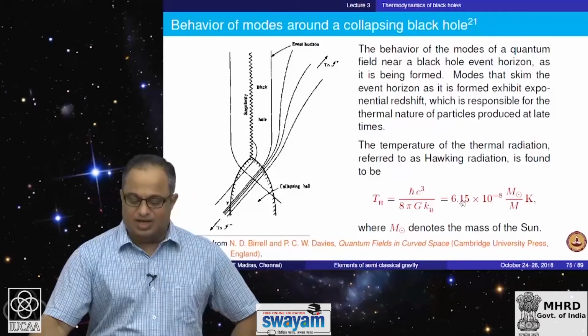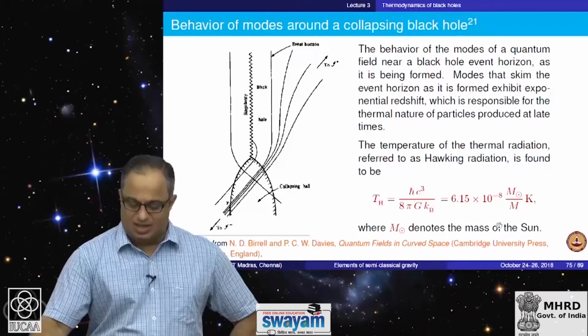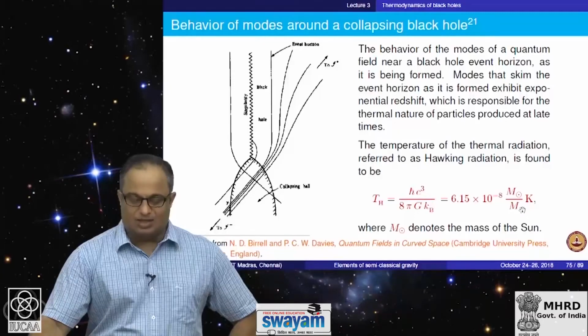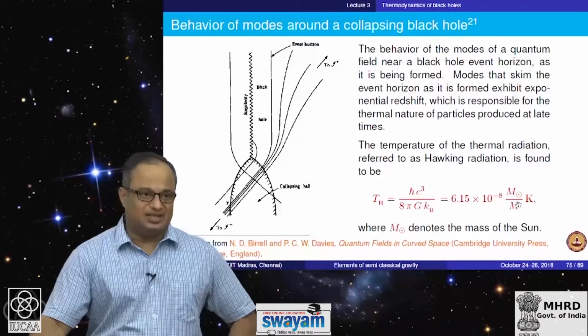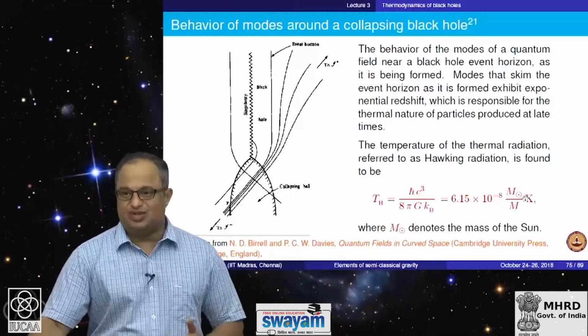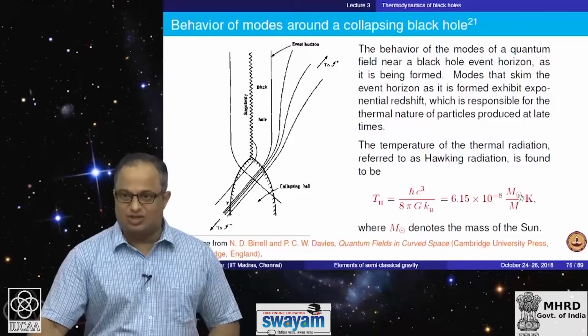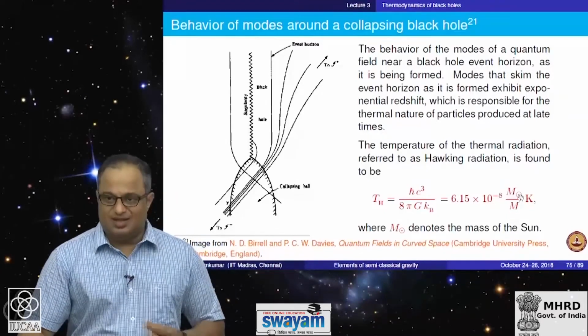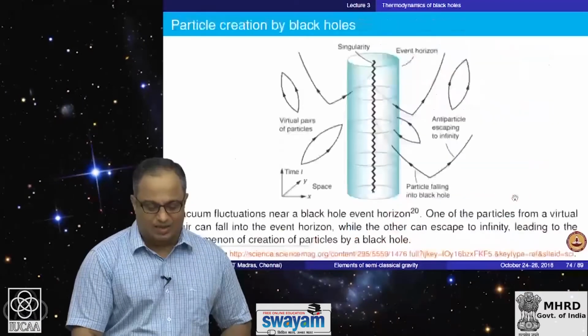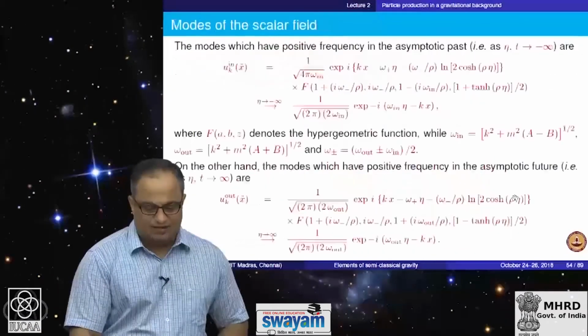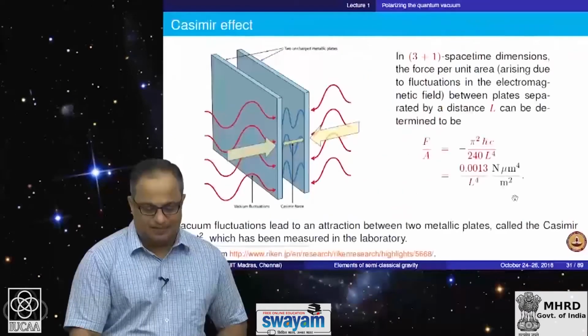The temperature is inversely proportional to the mass, and you can put in the numbers and you find that a black hole with a solar mass will have a temperature of about 10 power minus 8 Kelvin. It is extremely small, and that is the challenge to detect this Hawking radiation. So, let me just highlight what happens to exponentials. I have to go quite a few slides back to the case of the Unruh effect.